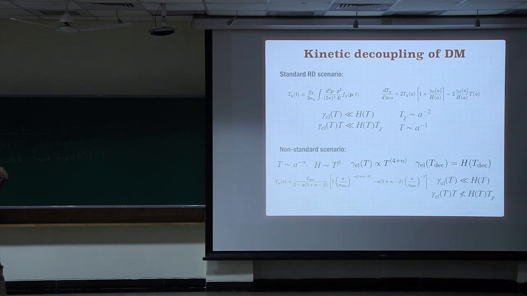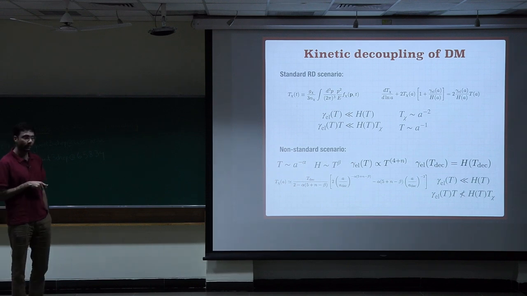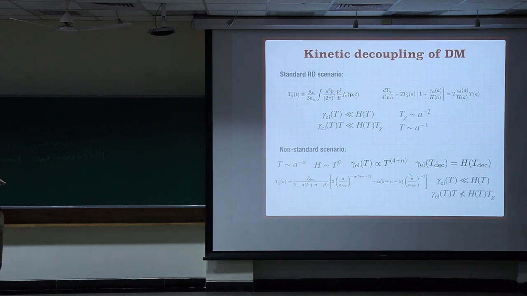Now the point is, in the case of a non-standard scenario, the Hubble changes with temperature, and the temperature change with scale factor is different. So if you write the elastic scattering with parameters like this, where small n being 0 is S wave, n equals 2 is P wave, and so on, then one can write, in an approximation, the dark matter temperature looking like that. So when the exponent of this term is larger than 2, then what will happen? This term will fall faster, then this term will dominate over that.